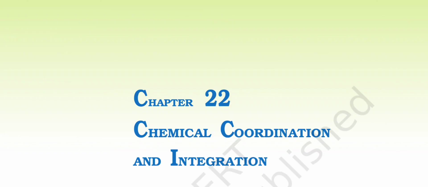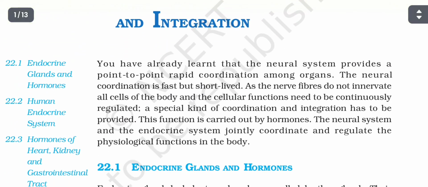Chapter 22: Chemical Coordination and Integration. You have already learned that the neural system provides a point-to-point rapid coordination among organs.